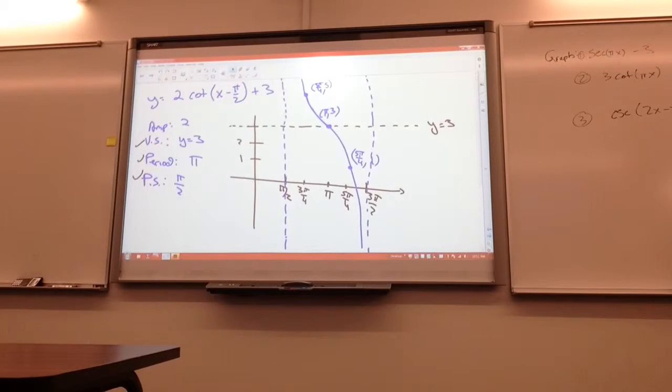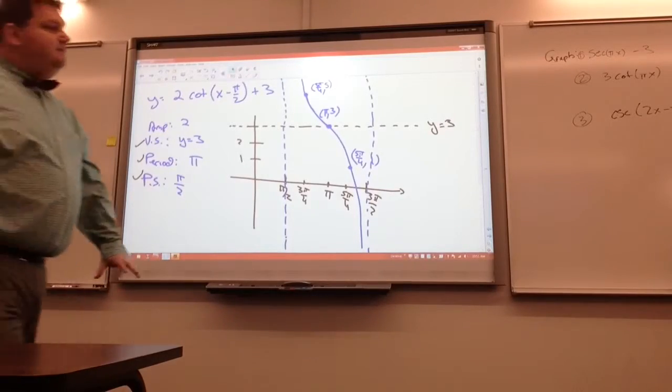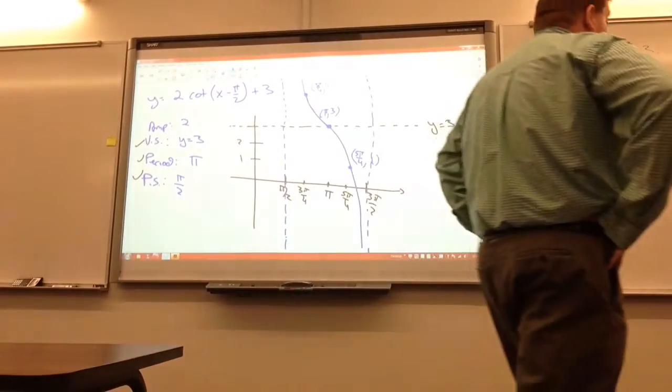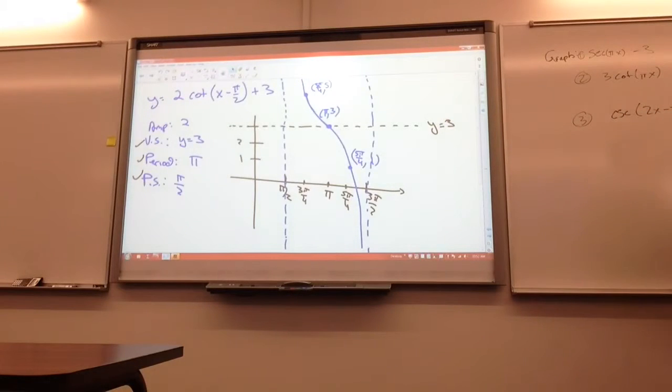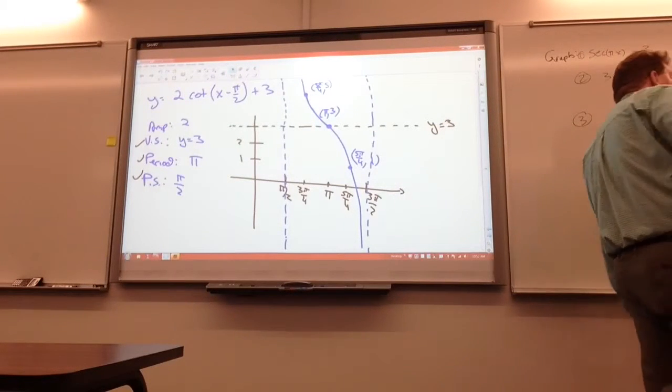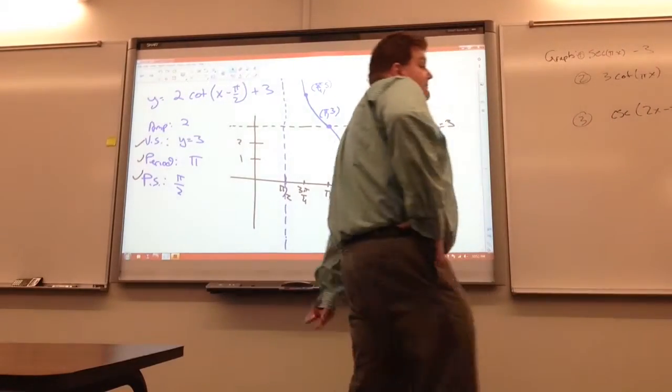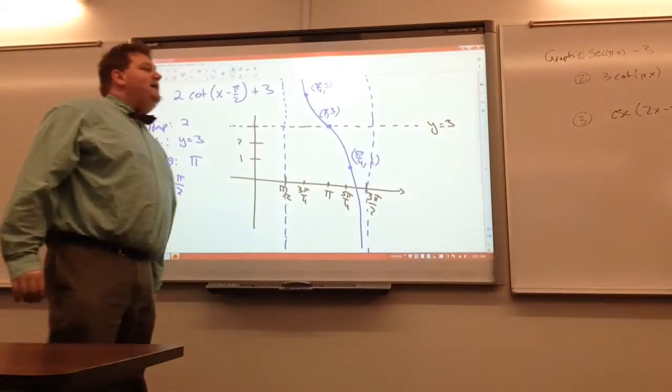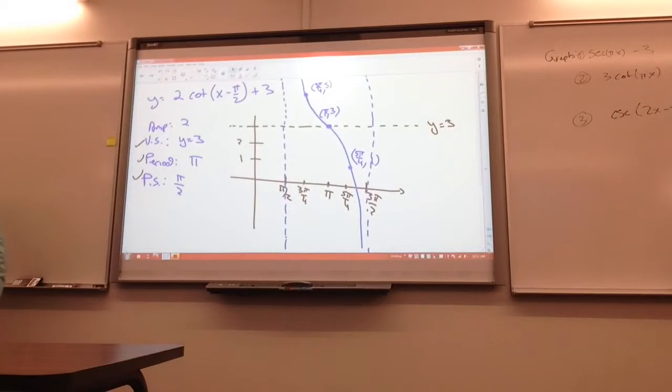Period, and this one would be pi. Which one? You're doing the center one? Yes. The period is 2 pi over pi. That's for sine and cosine. But for tangent and cotangent, it's pi over b. So this would be pi divided by pi, so the period is just 1.